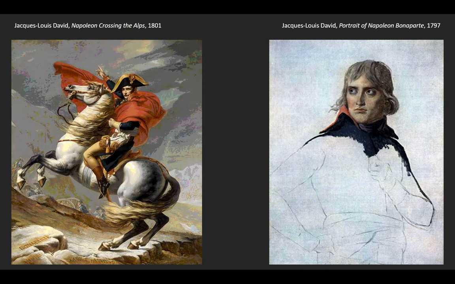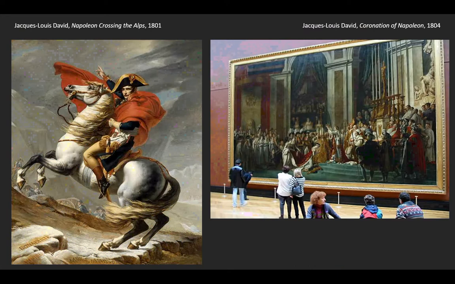When Napoleon was finally crowned emperor, David was called on to paint the massive canvas that commemorated Napoleon's coronation. He'd gone from the usurping leader of the revolution to now the emperor of France. And so in this picture we see Napoleon here in the center, after having received his crown, placing a crown on the head of his wife Josephine.